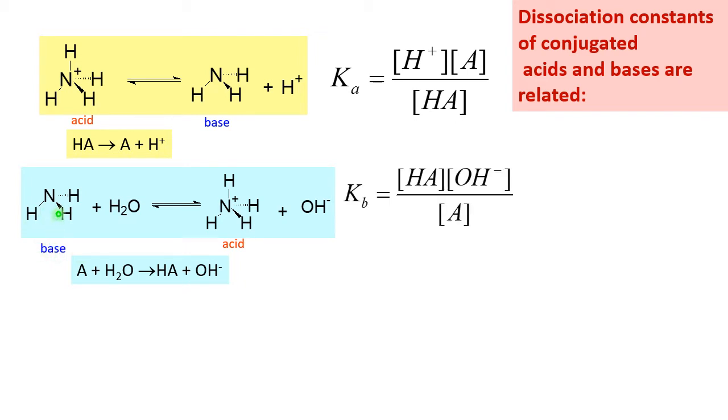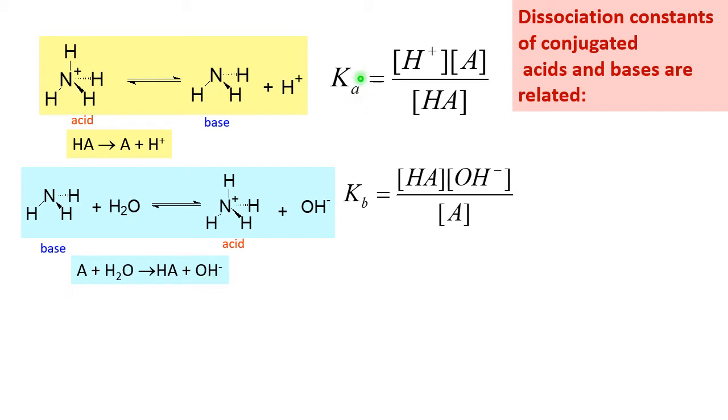Next, for the same equilibrium, we can rewrite it from right to left, so the opposite reaction. Base, ammonia, reacts with water to make NH4 plus acid, same acid as here, same base as here, and hydroxide ion. Kb will be, as usual, acid concentration times hydroxide concentration over base concentration. The equation is A plus H2O makes HA plus OH minus.